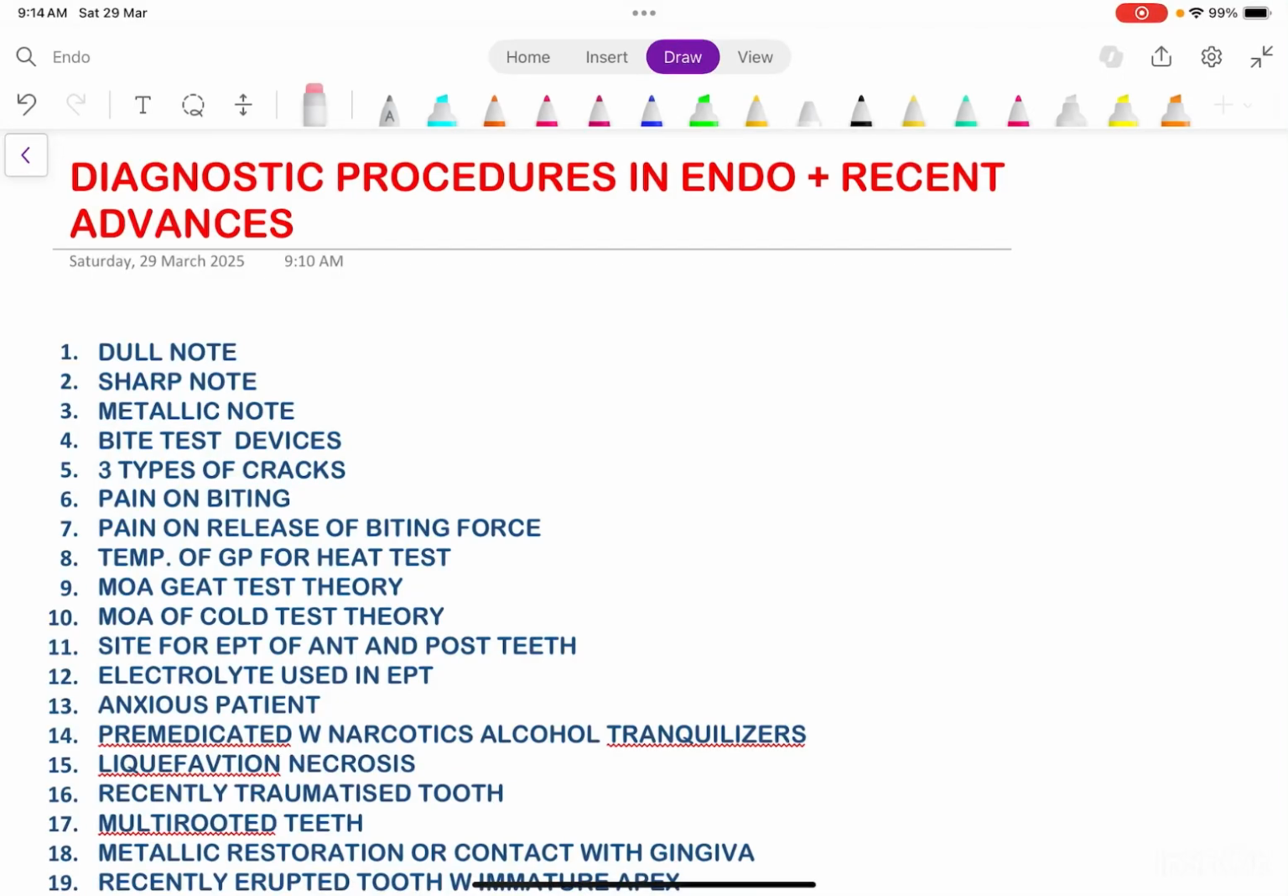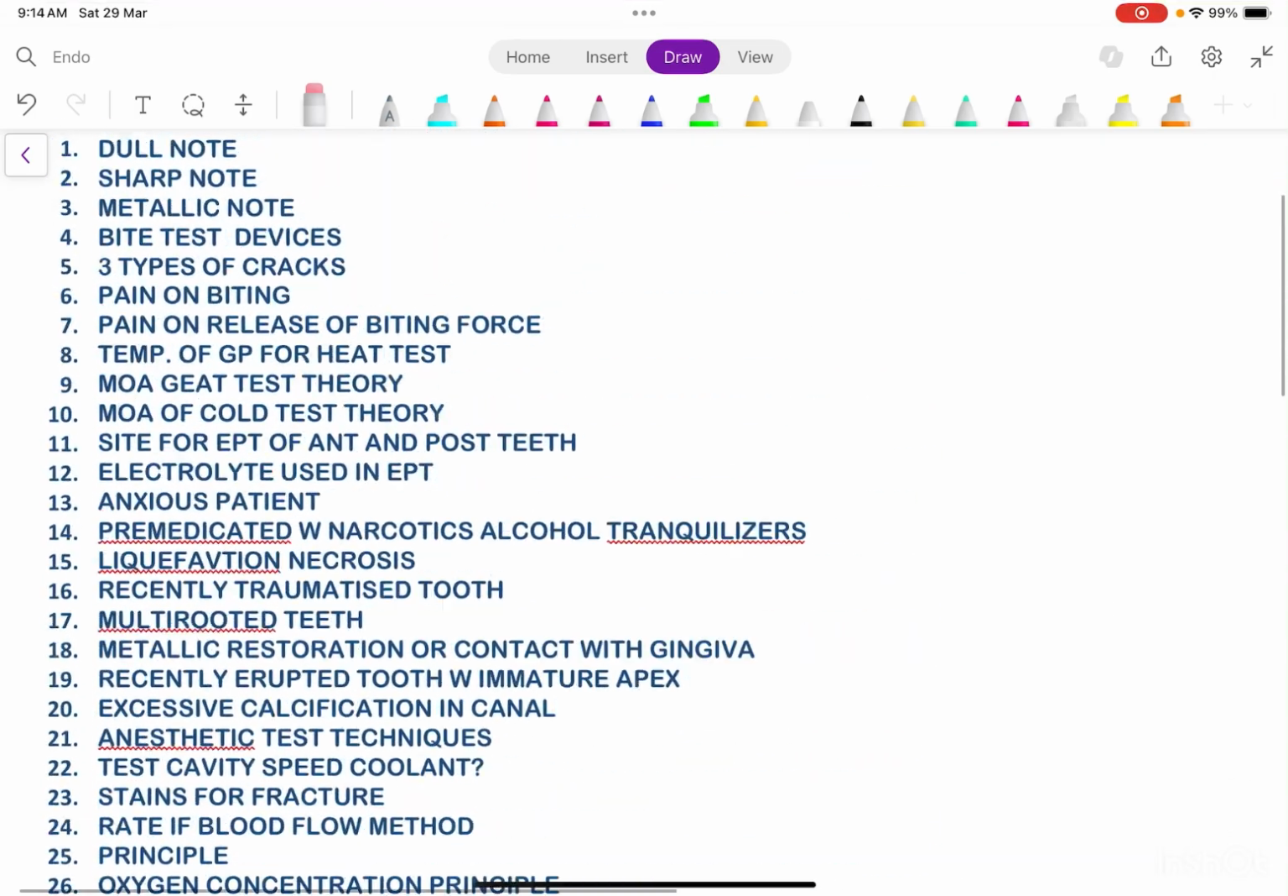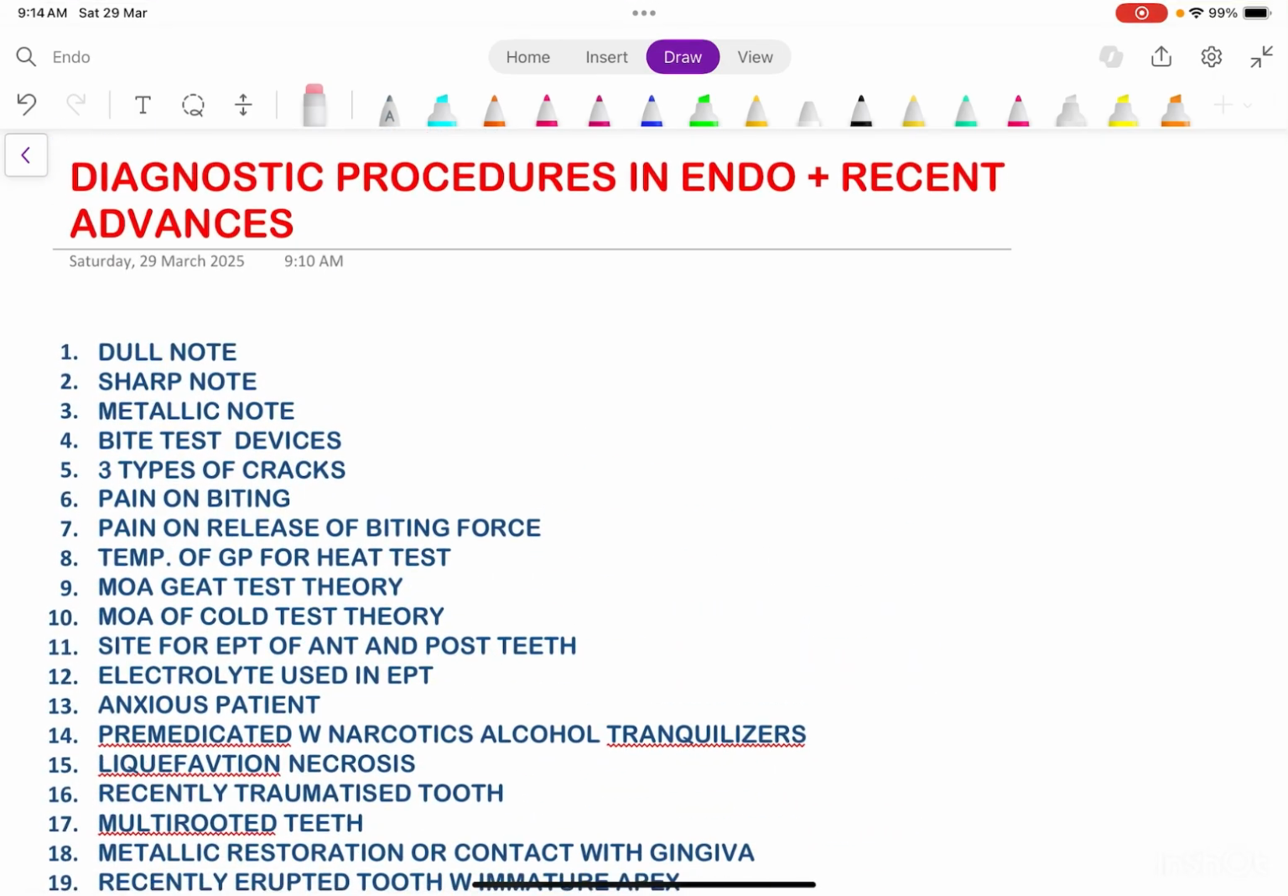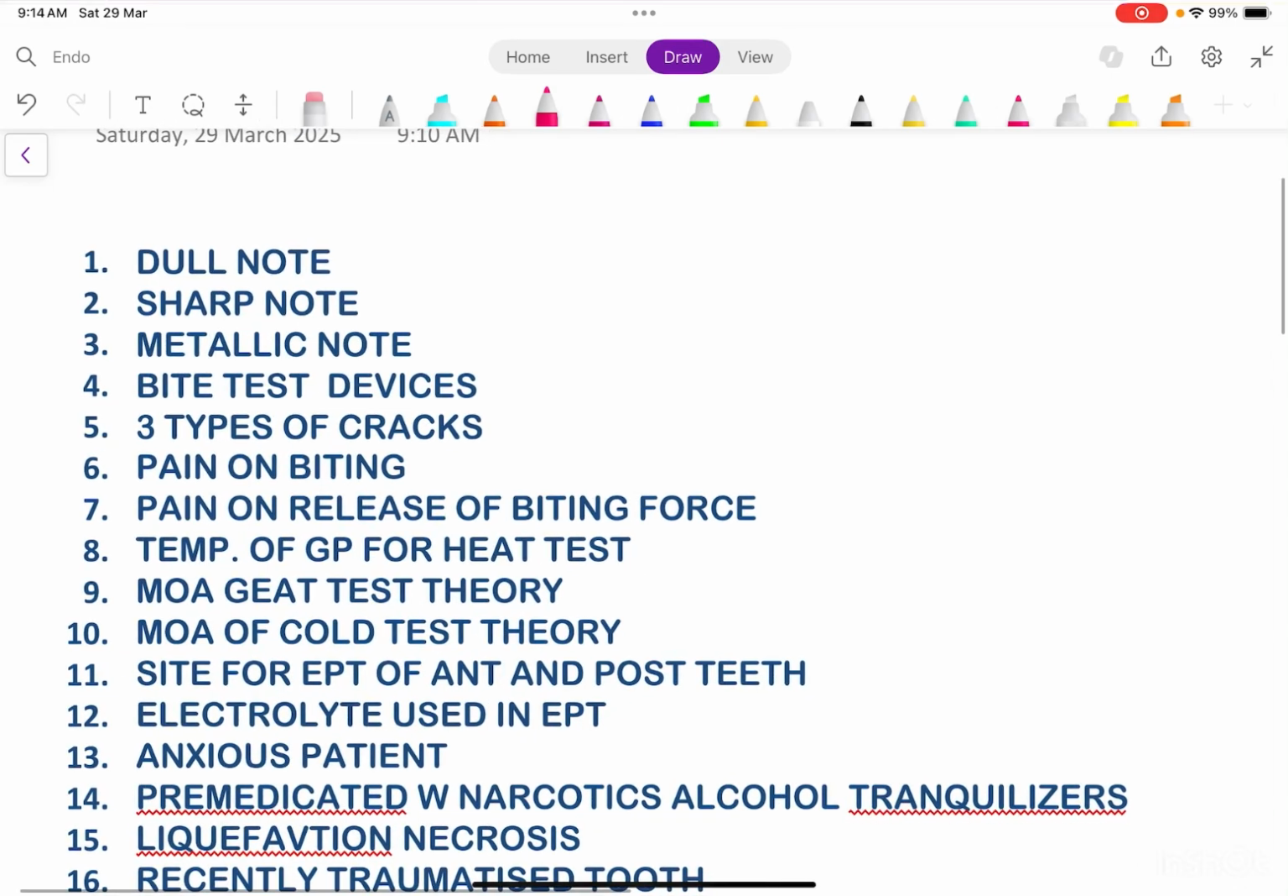So in this video, I'll be covering the diagnostic procedures in endo and recent advances. I've just made a PDF of only the most important questions, so we'll just brush up on them. On percussion, a dull note represents an abscess, a sharp note represents an inflammation, and a metallic note represents ankylosis.